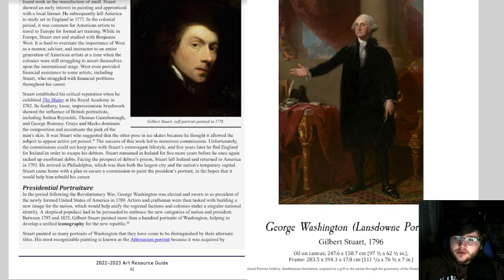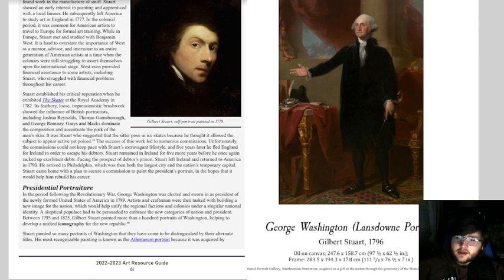It was Stuart who suggested the sitter pose in ice skates because he thought it allowed the subject to appear active yet poised. The subject of this work led to numerous commissions. Unfortunately, the commissions could not keep pace with Stuart's extravagant lifestyle.